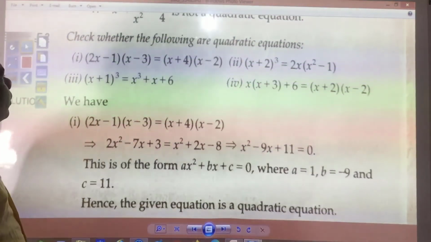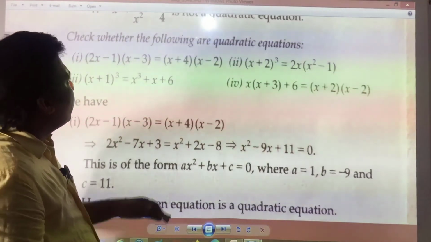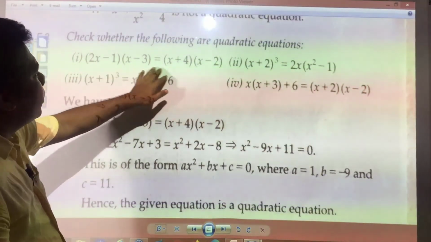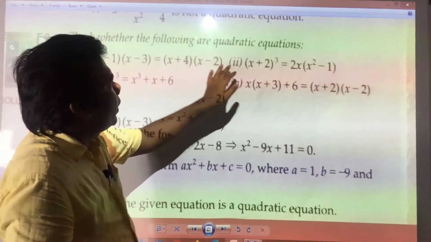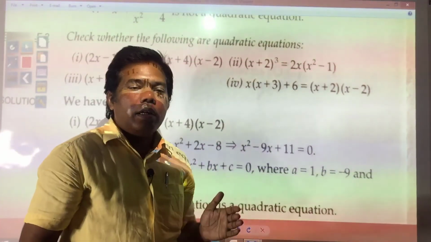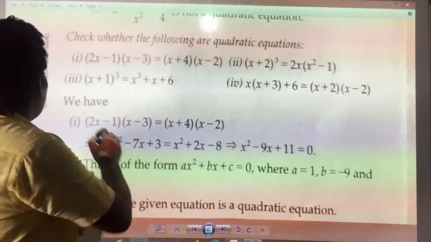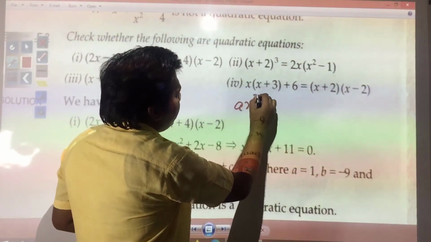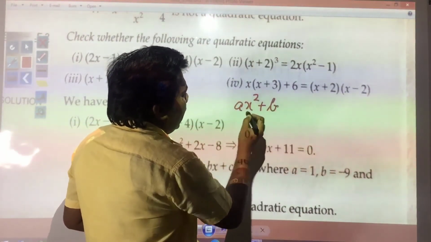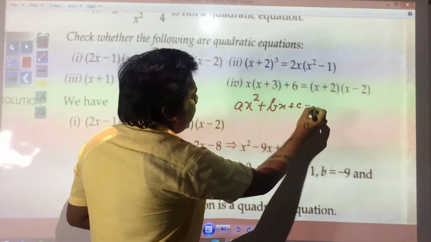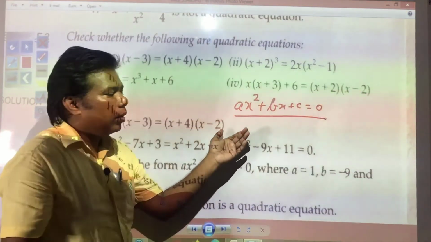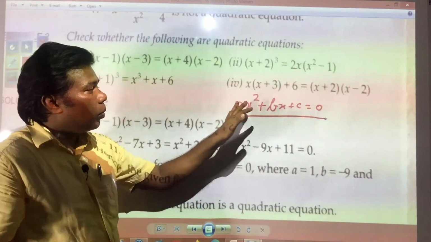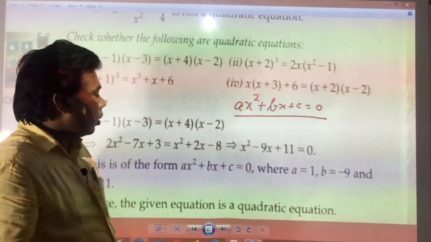Next, check whether the following are quadratic equations or not. What we need to do is simplify. After simplification, we need to see whether it is a quadratic polynomial or not. How will we know? After simplification, we need to know whether it is in the form ax square plus bx plus c is equal to 0. If any polynomial is in this form, it will be a quadratic equation, otherwise not.